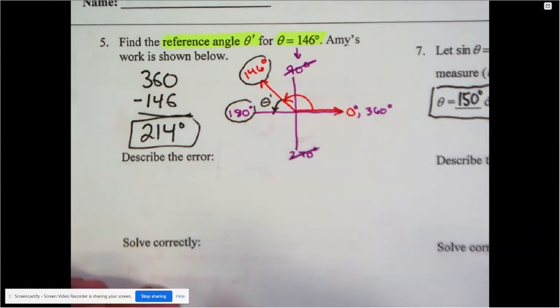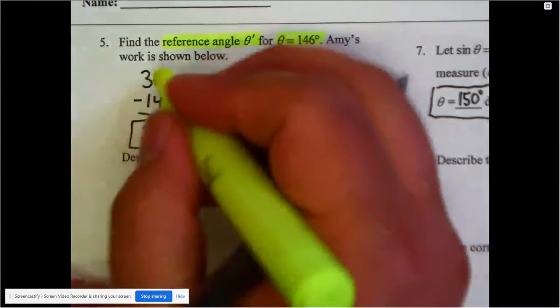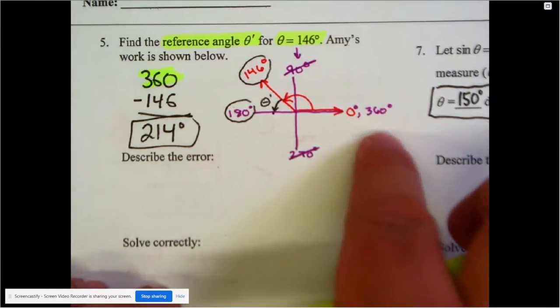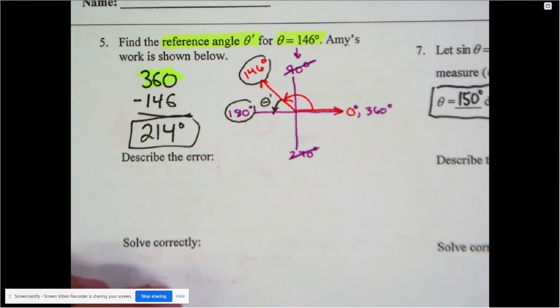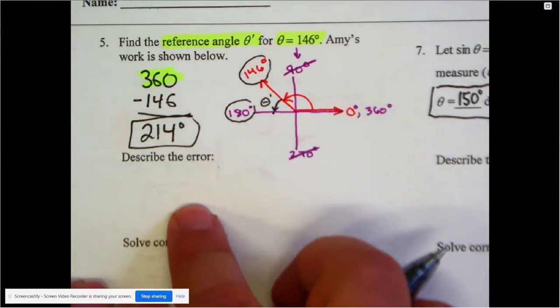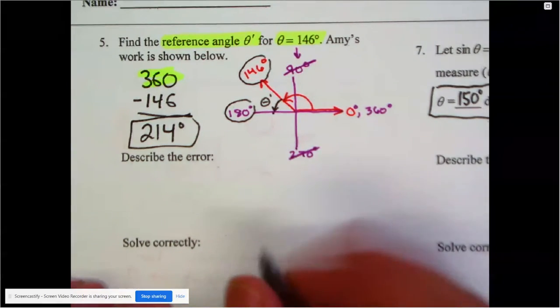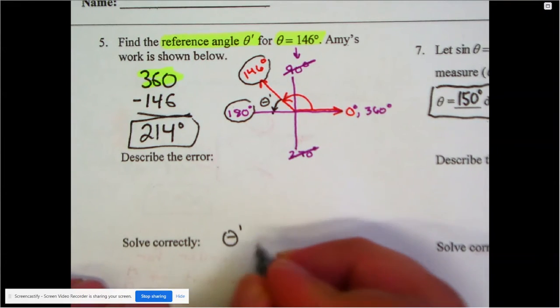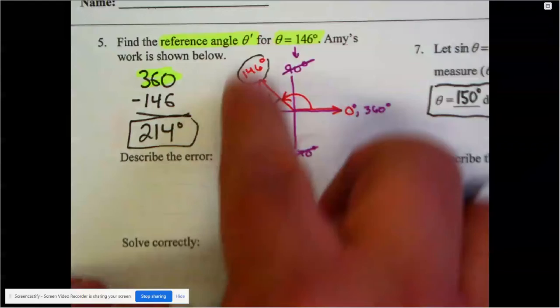And already I see their mistake. Look at that. They use 360. That's way too far away from that angle to be a reference angle. So the mistake is that they use 360. So we won't worry about writing something. We just want to get to the test. So theta prime means I should be using these two numbers.